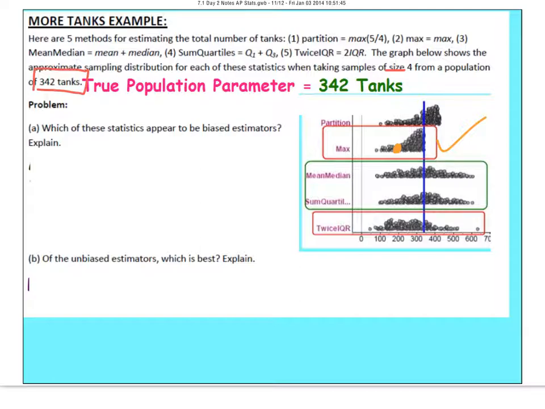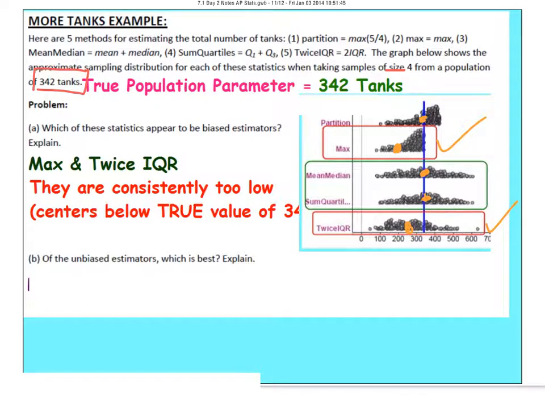If we just go through the last 4 here and identify where the mean would be, I think we would say for these 2, they're going to be pretty close to the actual true population parameter. Twice the IQR is probably going to be about right here. The partition method, the mean is going to be pulled to the left a little bit, but a lot of the data is over here, so it's probably going to be pretty close to the true population parameter. So ultimately the 2 I would choose are the maximum and twice the IQR as the biased estimators. Why? Because they are consistently too low. Their centers are by far lower than the true population parameter.